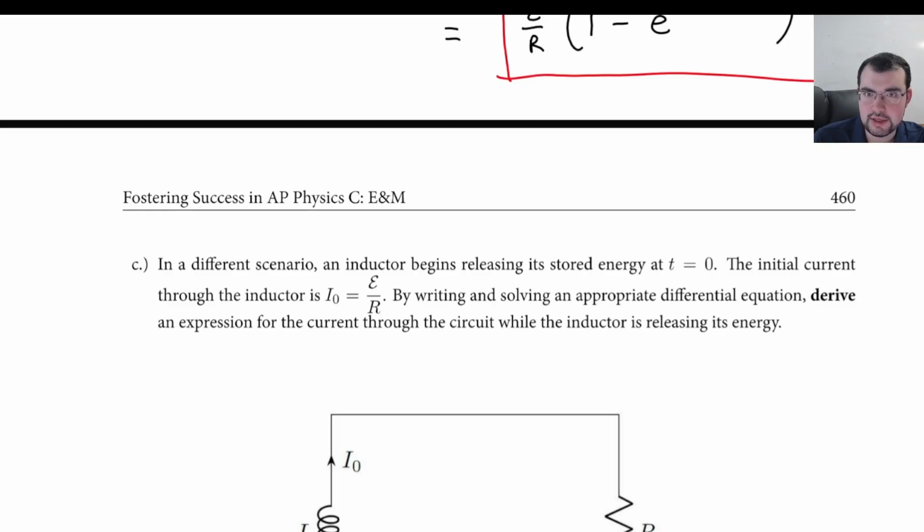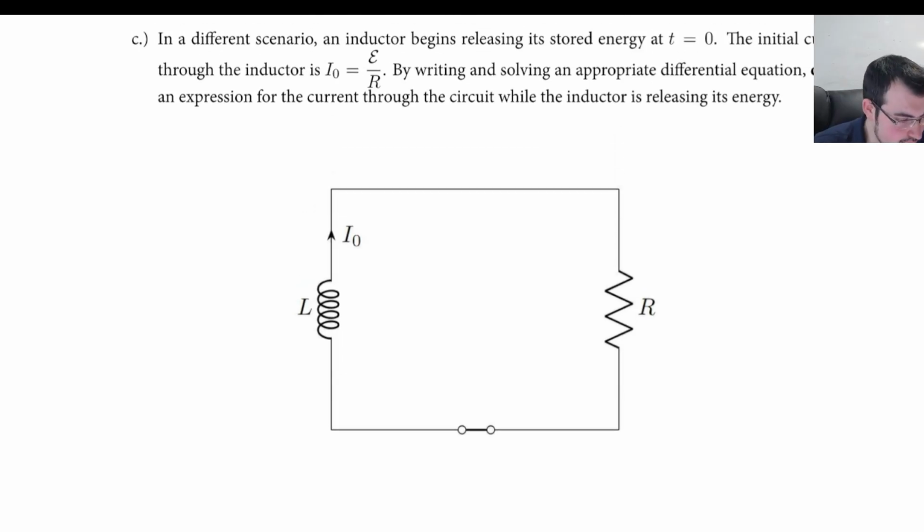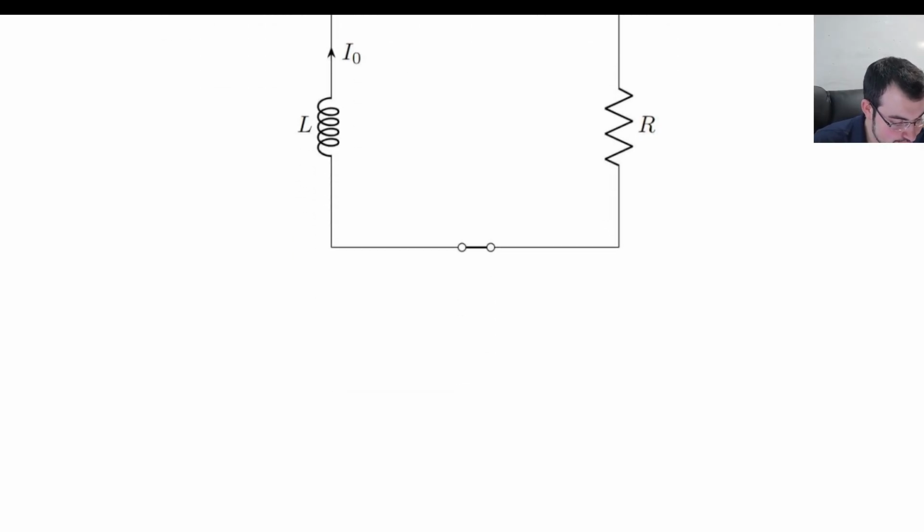Now, we'll do the discharging case with separation of variables because it's a lot less menacing. So we'll do the same idea here. So we're saying we have a current of epsilon over R through this inductor as soon as I flip the switch. So it must be coming from somewhere else, and then it sort of decreases over time.